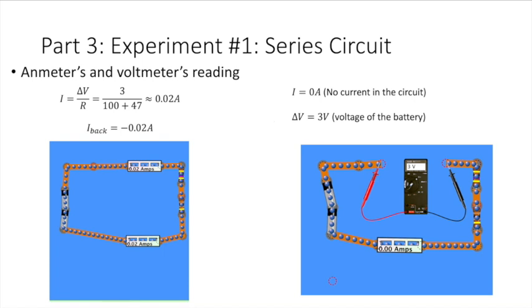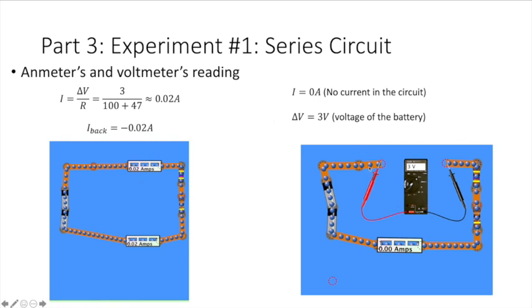And in my first experiment, I connected 2 batteries with 2 resistors in series, and the current by using Ohm's law should be delta V over R, which is 0.02 A, and also my ammeter here read the same number. And the current when the ammeter is connected backwards should be negative 0.02 A.